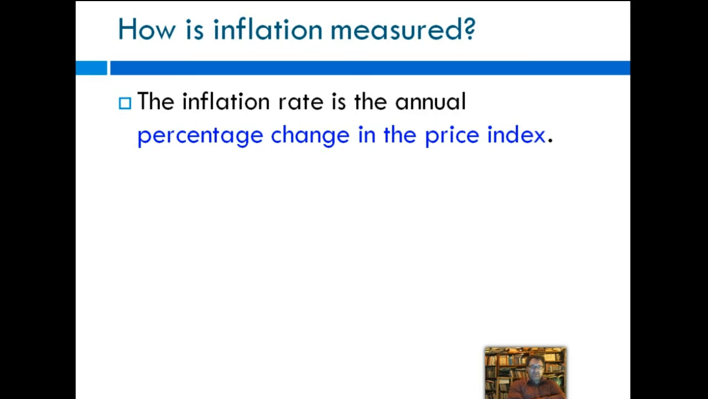So if we start off with a price index of 100 in 2011, if the price index were to rise to 105, so if we start off with a base year of 100, 2011, in 2012, if the price index goes up to 105, then we know that prices will have risen by 5% using that price index. So we're interested in the percentage change in the price index.